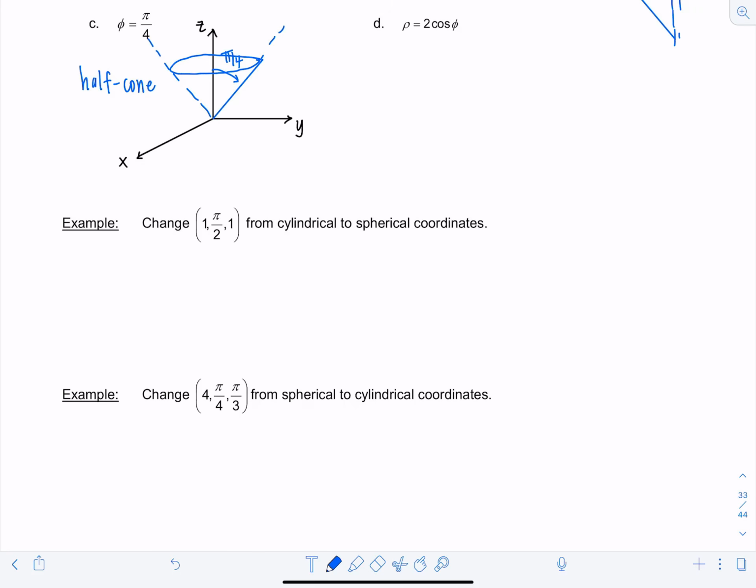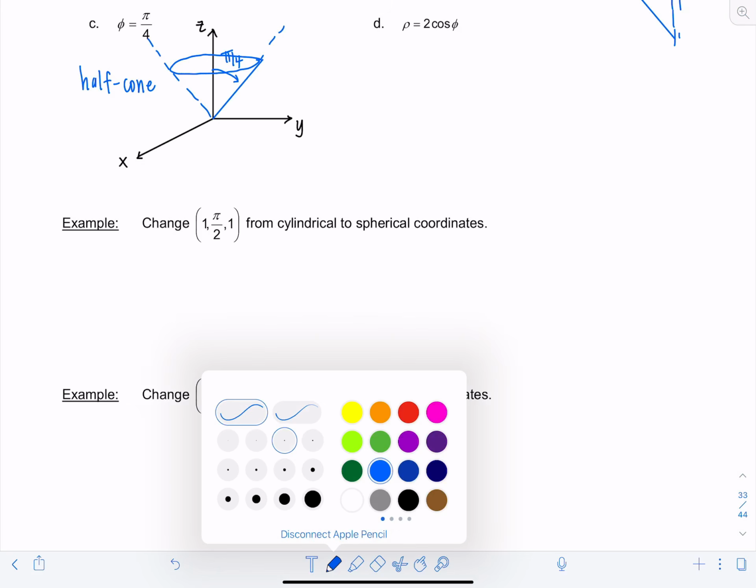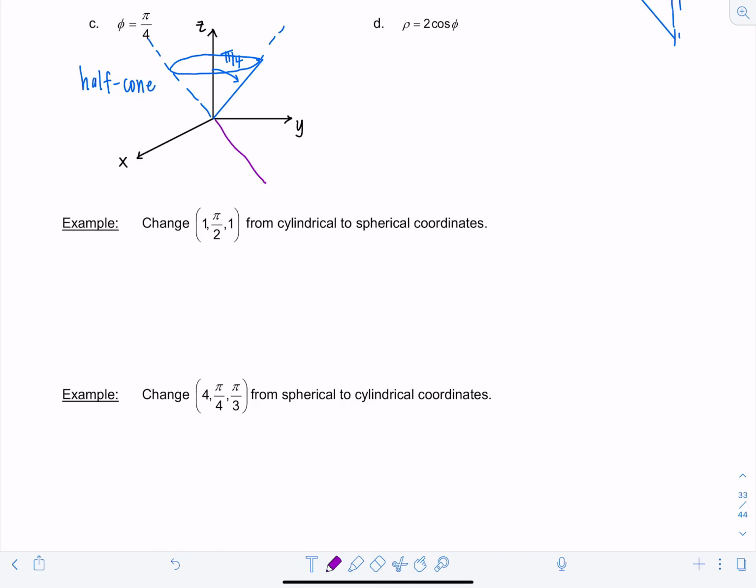All right. If you needed the bottom half, could you figure out what the equation would have to be? It would be a separate one. If you needed the bottom half, then you would have phi equals 3 pi over 4. Correct.